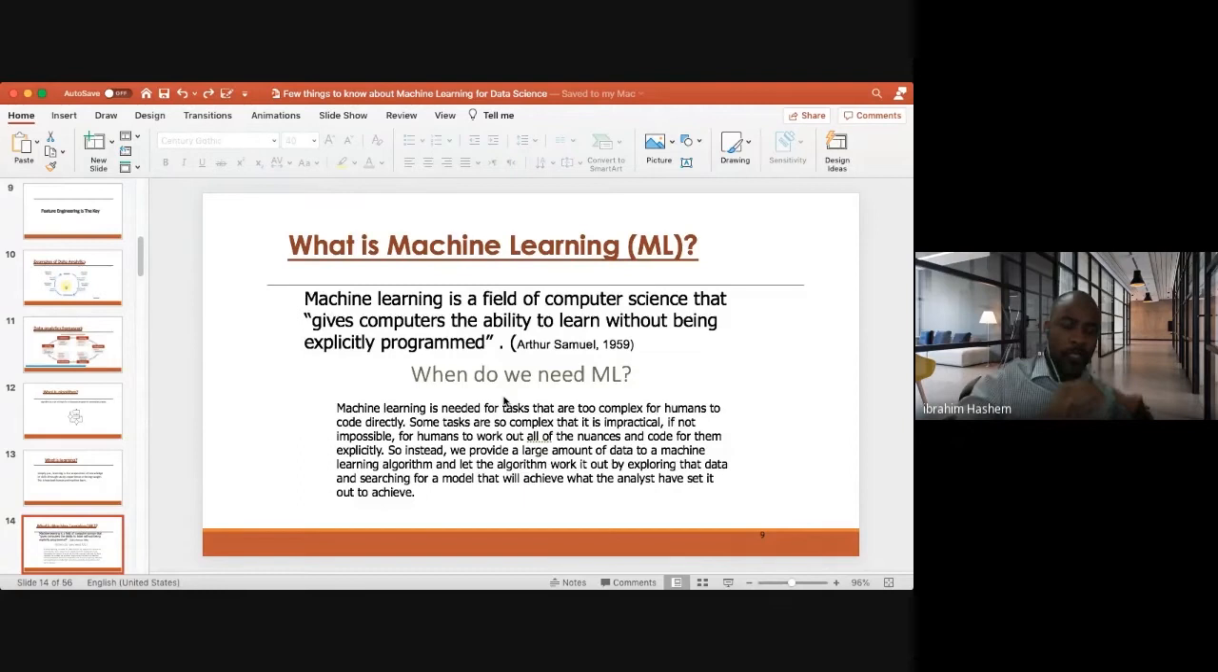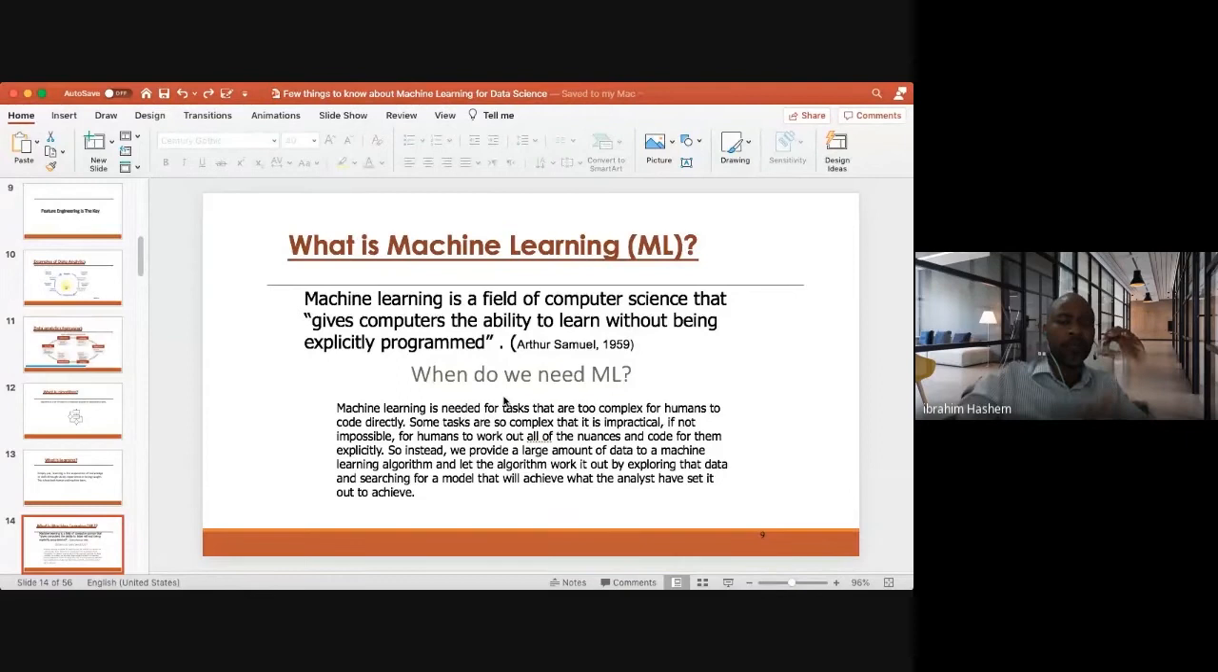So why do we need machine learning? As humans, we can make decisions sometimes. We can predict the future if we have enough data and not too complex data. We can just look at it and make a judgment. That judgment can be right sometimes and wrong sometimes. With machine learning, because of the complexity of the data that we cannot deal with, machine learning should do that task for us. Some tasks are so complex that it's impractical for us to deal with them. So we provide a large amount of data to machine learning algorithms and let the algorithms work it out by exploring the data and searching for the model that will achieve what the analytics has set out to achieve.